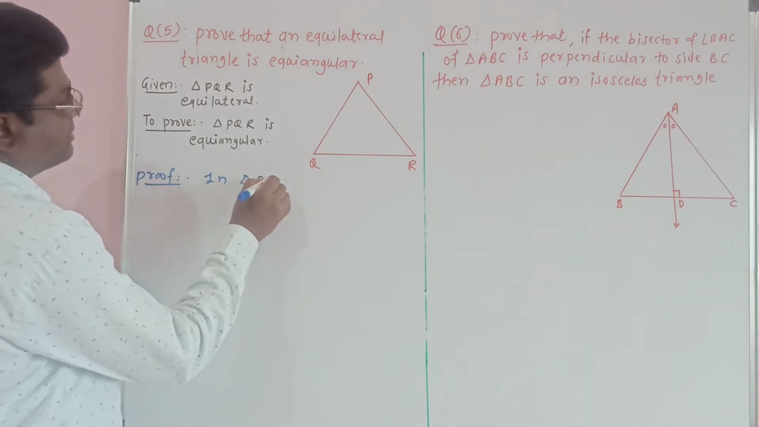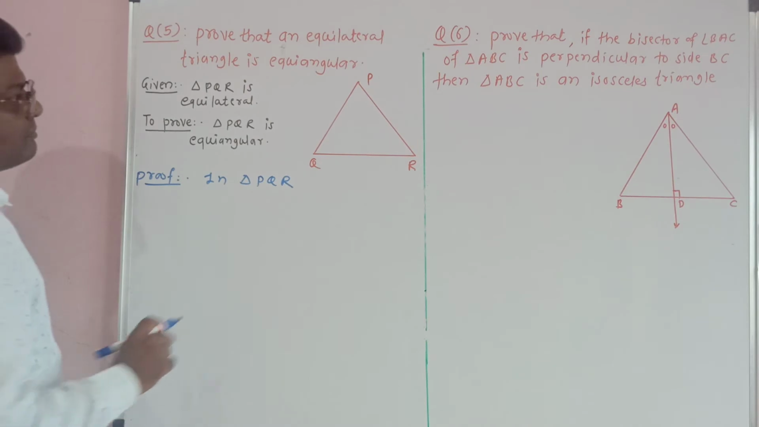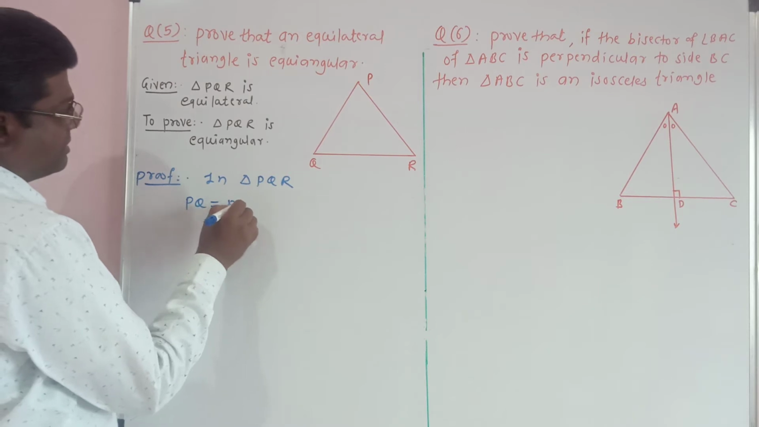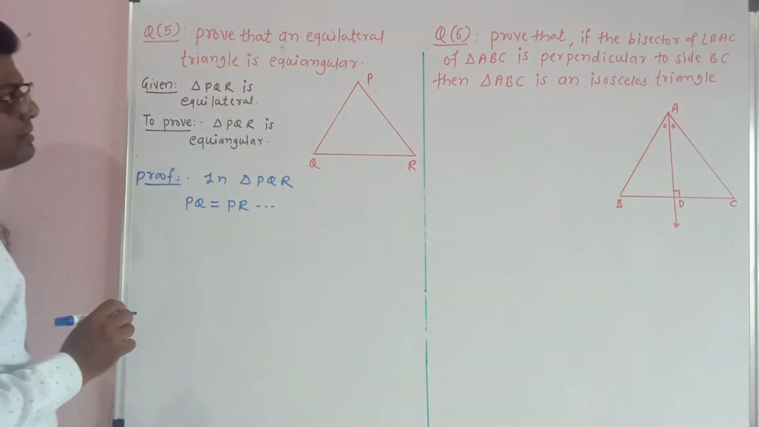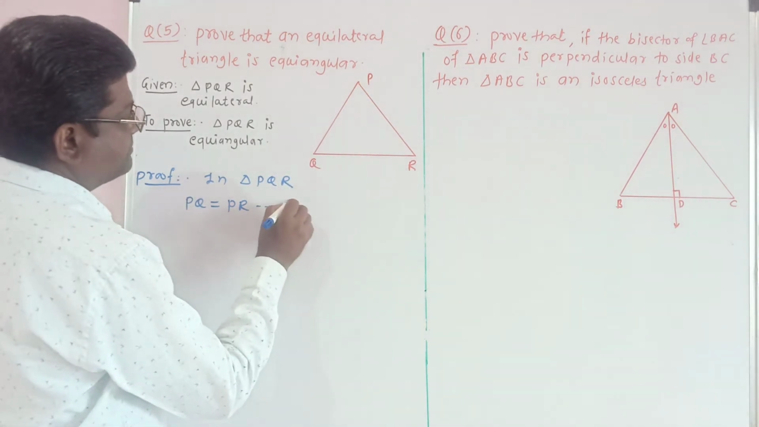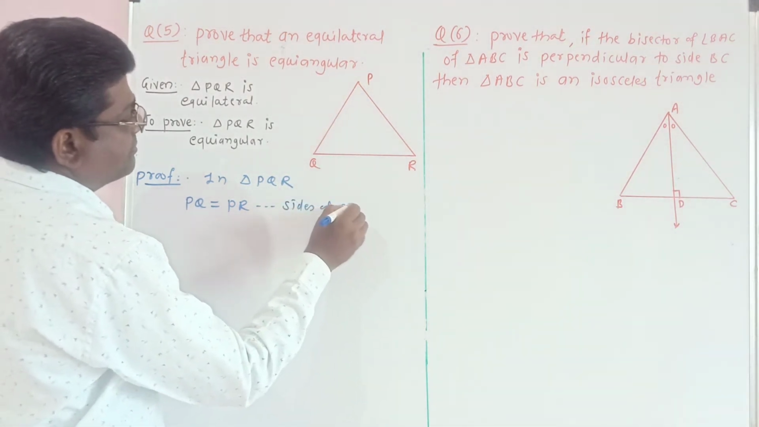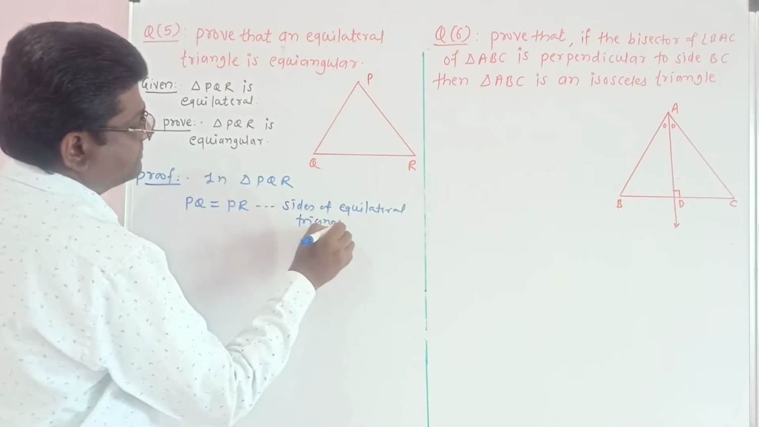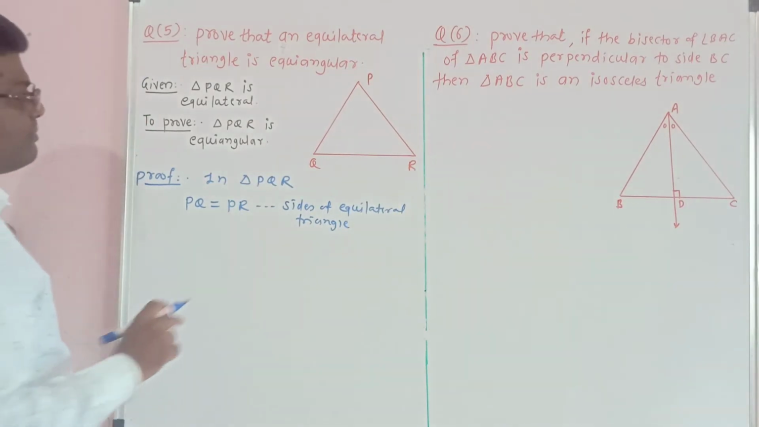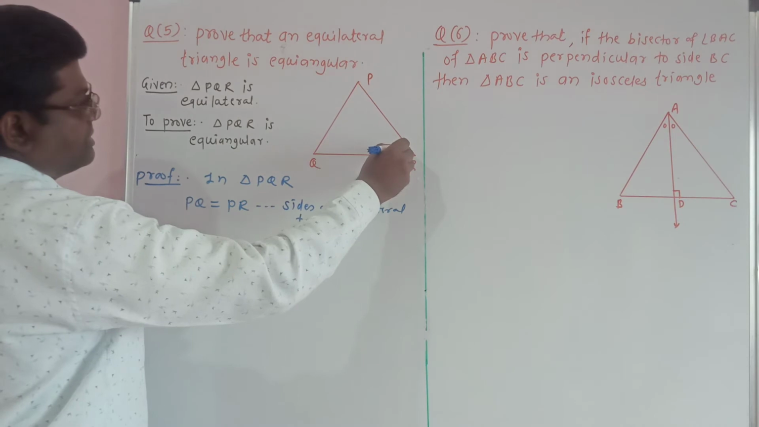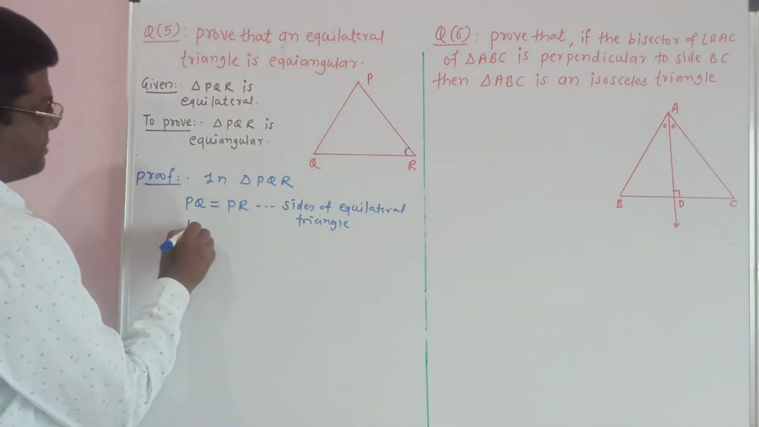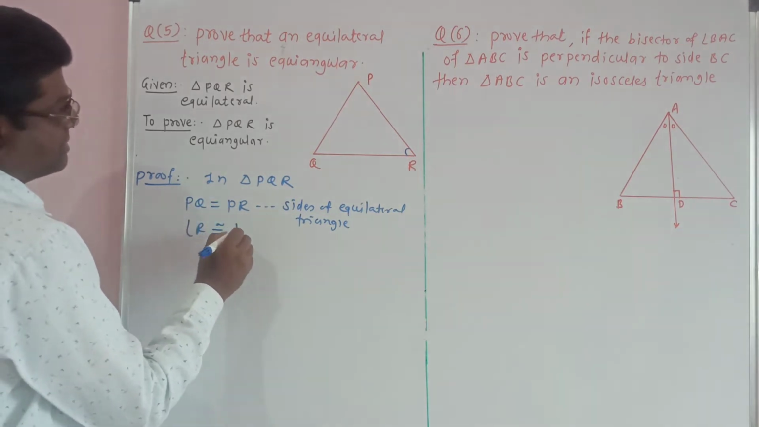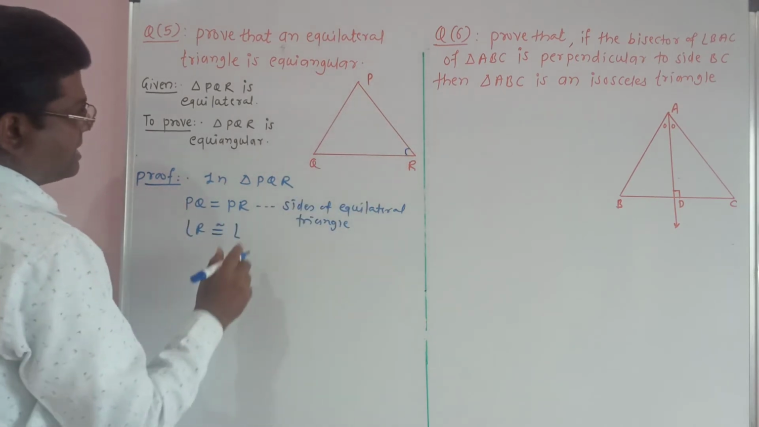In triangle PQR, PQ is equal to PR. Reason is sides of an equilateral triangle. Therefore, the angle opposite to PQ is angle R. Therefore, angle R is congruent, and the angle opposite to PR is angle Q.